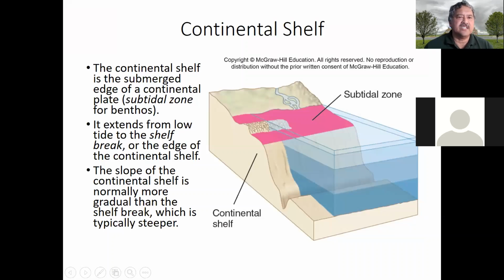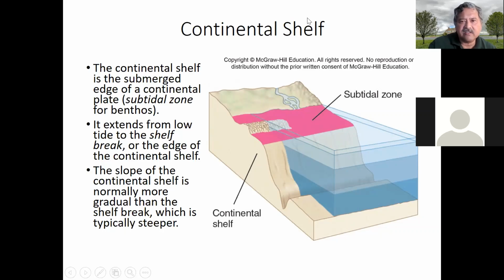The continental shelf is a submerged edge of a continental plate, and it's also called, in pink here, the subtidal zone, the subtidal zone for benthos organisms. It extends from the low tide, right there, to the shelf break. The shelf break is where the continental shelf, which is fairly shallow, meets the drop right there, and the angle turns in pretty quickly.